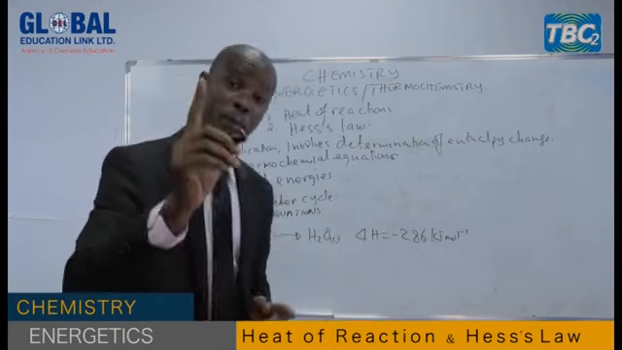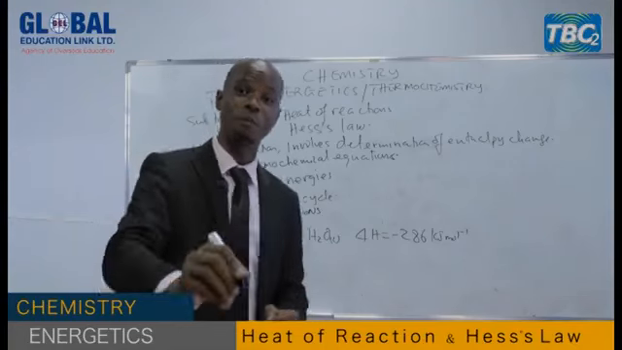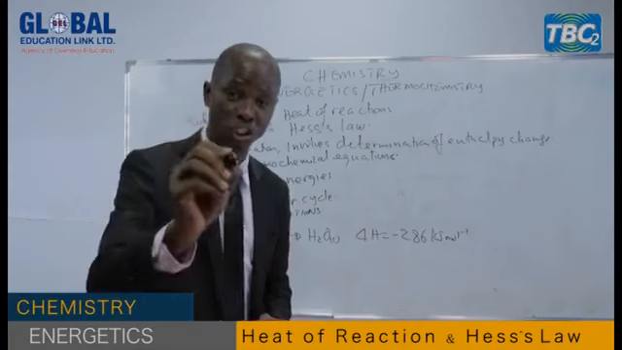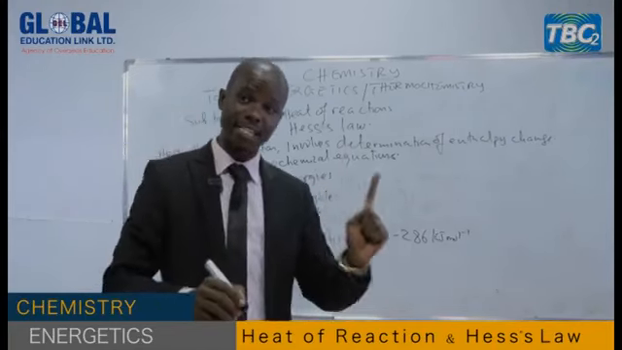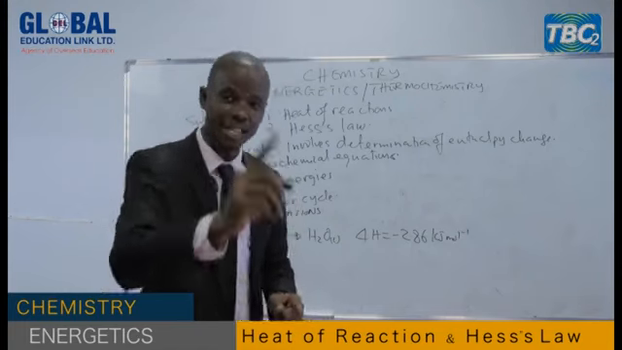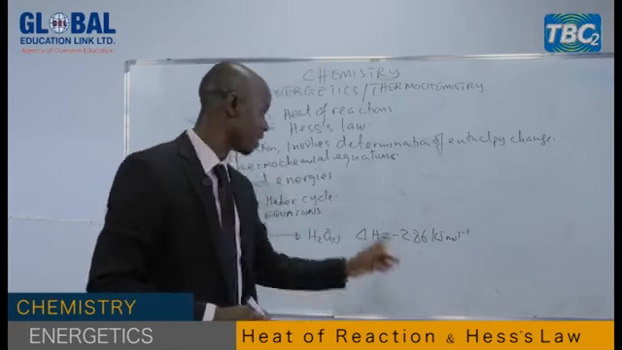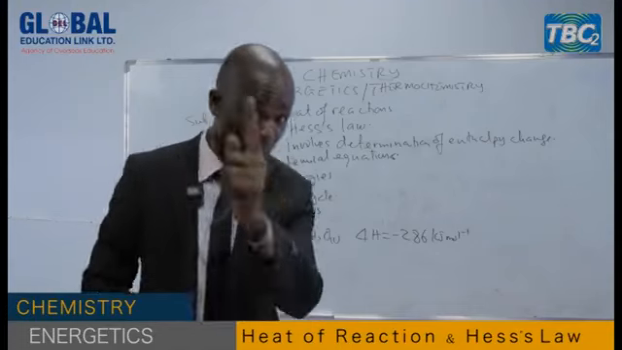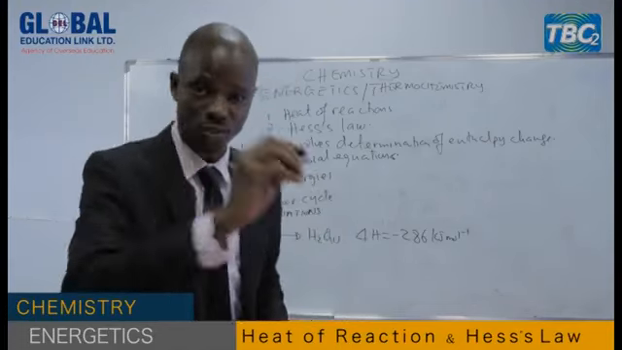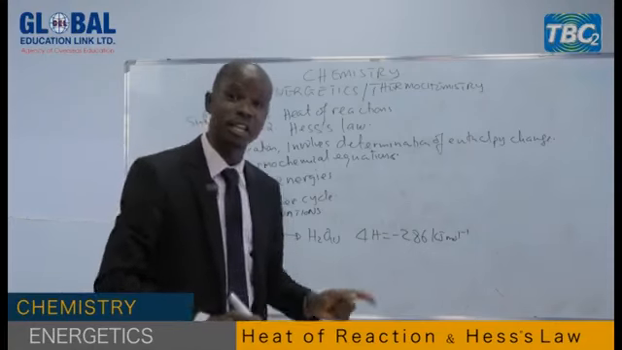So it is very important whenever you are given a thermochemical equation for the enthalpy change to be indicated with either the negative sign or the positive sign. The negative sign indicates that the reaction is exothermic. That means energy is given out. But the positive sign indicates that the reaction is endothermic.